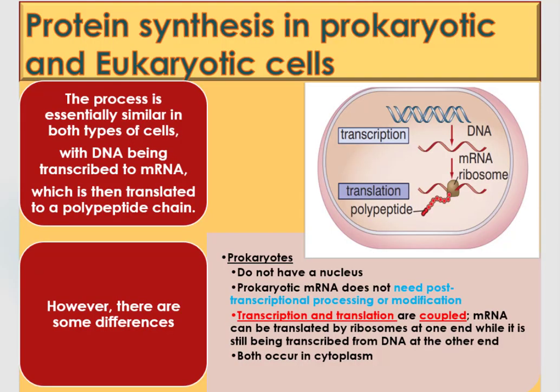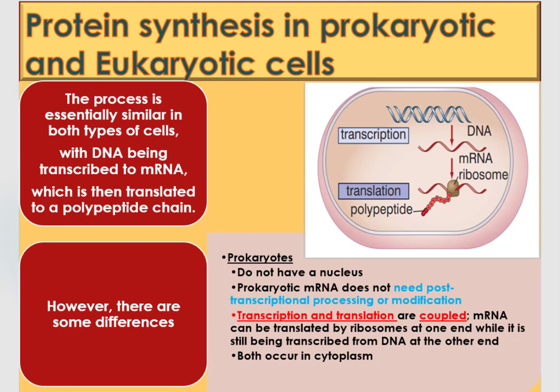Protein synthesis in prokaryotic and eukaryotic cells. The process is essentially similar in both types of cells, with DNA being transcribed to mRNA and then translated to a polypeptide chain. However, there are some differences between them. Prokaryotes do not have a nucleus. Prokaryotic mRNA does not need post-transcriptional processing or modification because prokaryotic DNA does not contain non-coding segments or sequences. Transcription and translation are coupled.